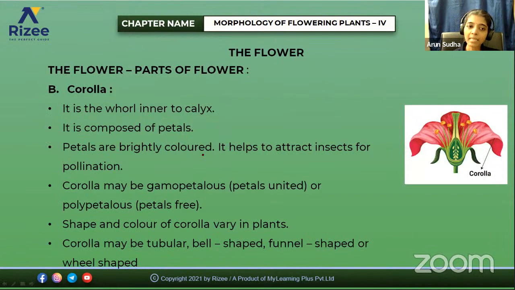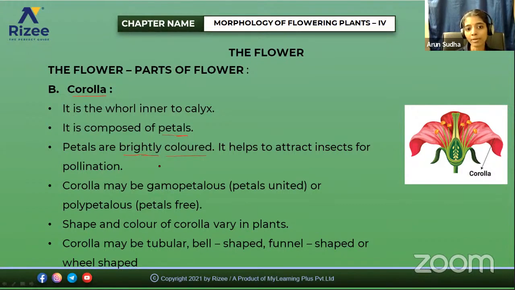So next is the corolla. So what is a corolla? It is the whorl next to the calyx. The outermost whorl is the calyx, the next to it is the corolla, and it is composed of petals. Petals are brightly colored. So what is the role of these petals? They are brightly colored and help to attract insects for pollination.